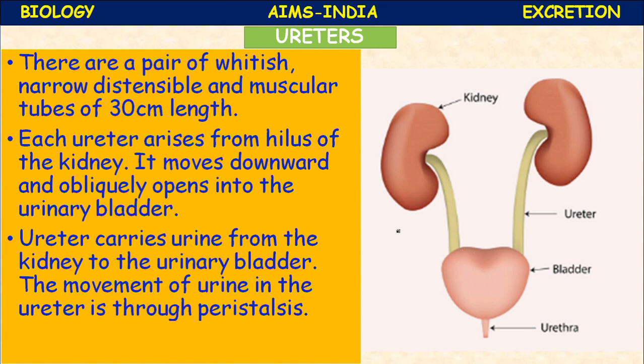Okay, here see the kidneys, bean seed shaped kidneys. This is the hilus region, the notch. From this a pair of which color?